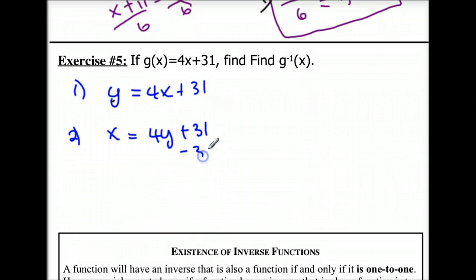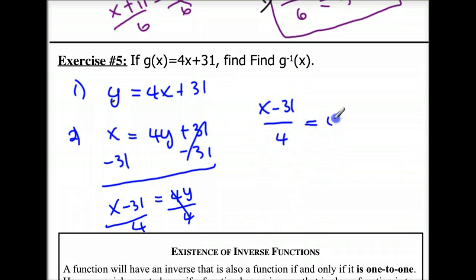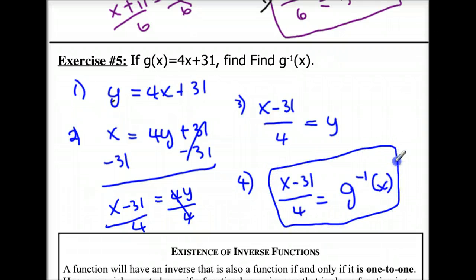So I'm going to minus 31 on both sides, and I'm left with x minus 31 equals 4y. Divide both sides by 4. This cancels, and I'm left with x minus 31 over 4 is equal to y. This is my step 3. Step 4 says I'm just going to replace my y with g inverse of x. Why g? Because that's the name of my function that I was using.